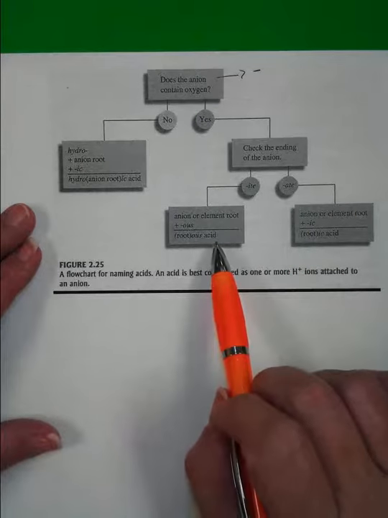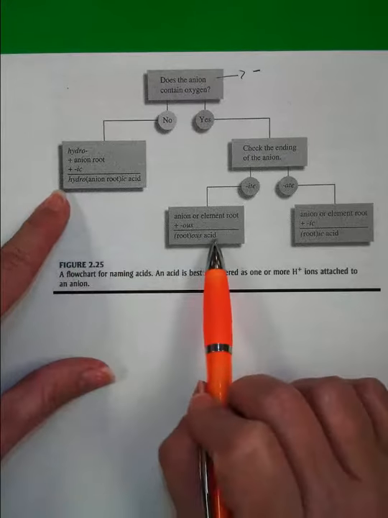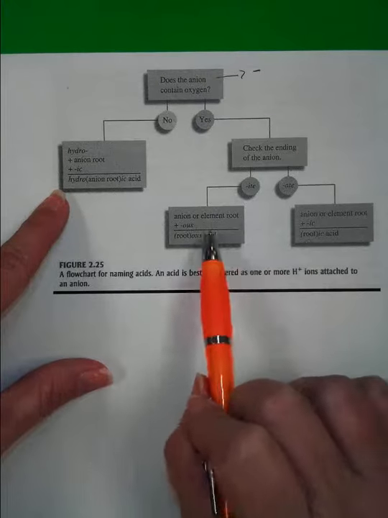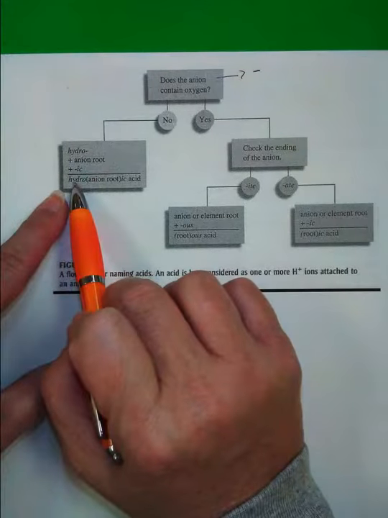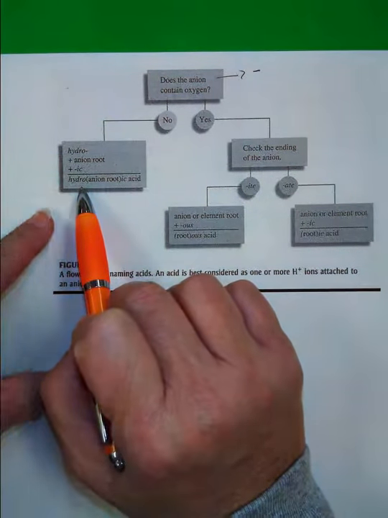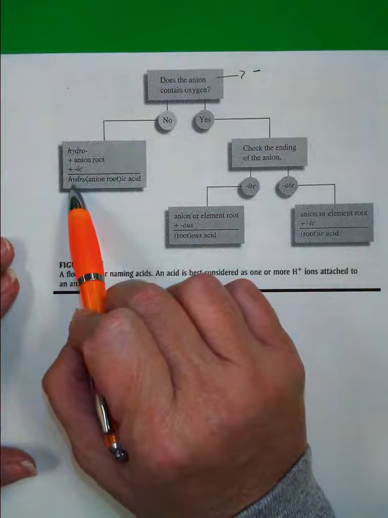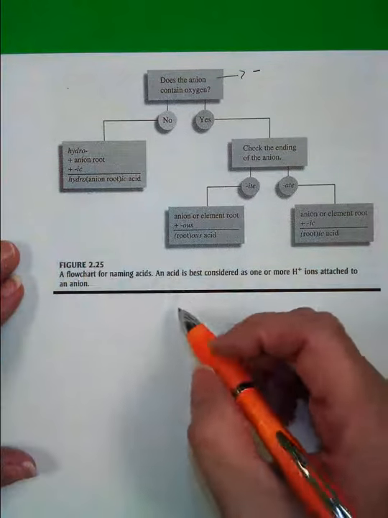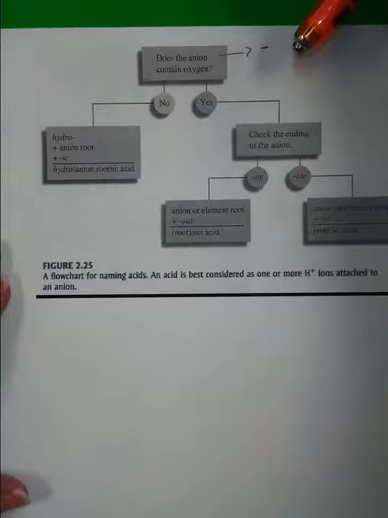Notice the big difference between these is we don't start the ones with the polyatomic ions or the oxygen-containing components with the word hydro. We only start the ones without oxygen in them with the word hydro. So when you go backward from the name of the acid back to the formula, you should be able to recognize that, hey, if this has hydro in front of it, I shouldn't end up with oxygen in it. So let's just run through a couple of examples real quick.